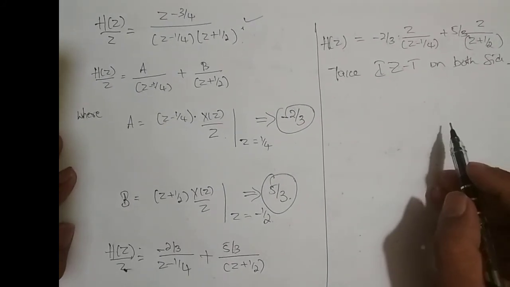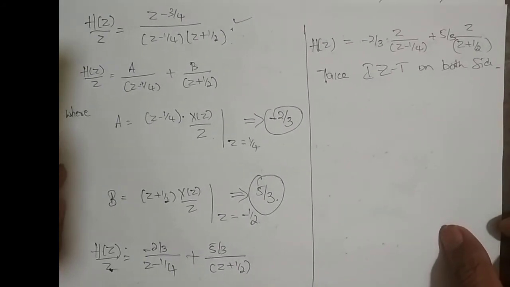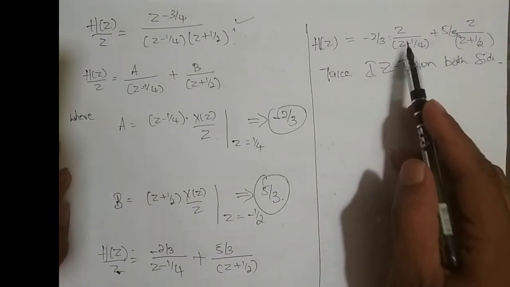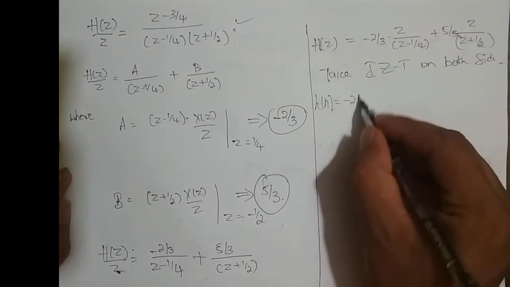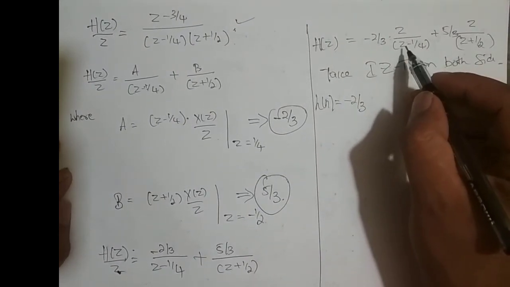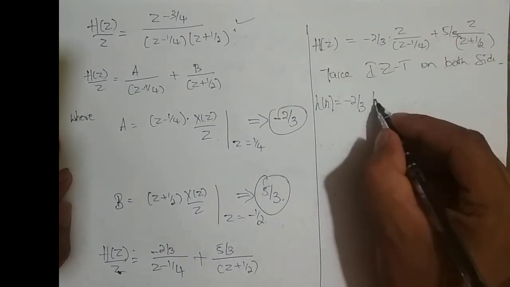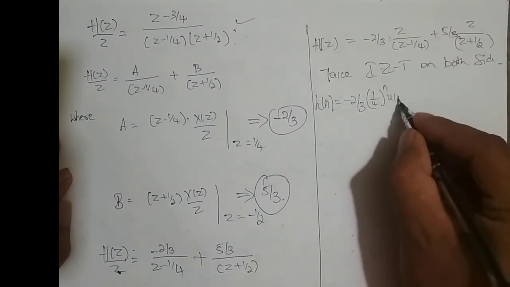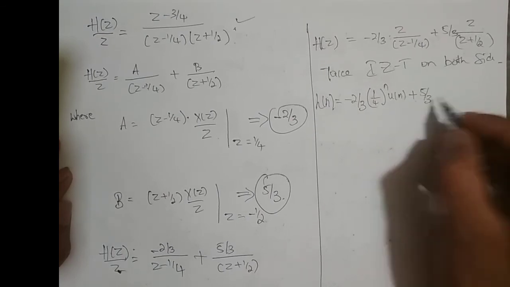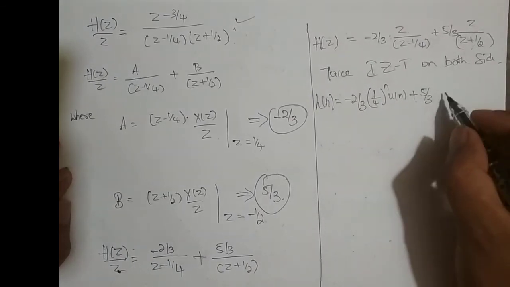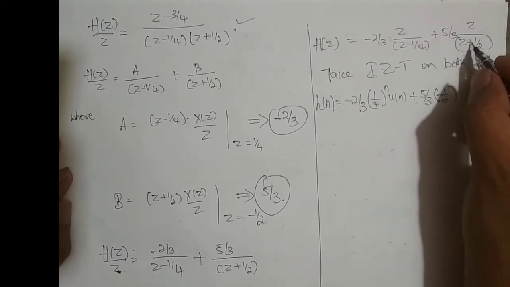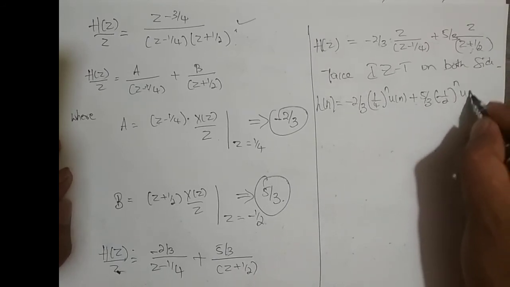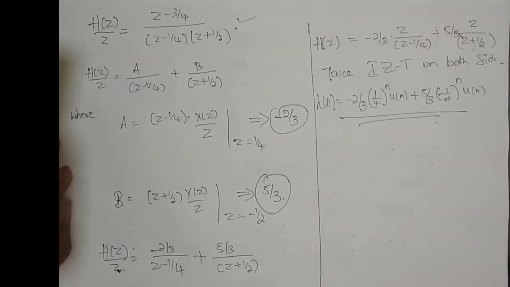Okay, the problem statement says that it's a causal system. Since it's a causal system, everything should be a right sided sequence, right? So what do we have? H of n is equal to minus 2 by 3 into the inverse z transform, which for a right sided sequence is 1 by 4 power n u of n. Plus 5 by 3 into the inverse z transform of this for a causal or right sided sequence, which is minus 1 by 2 power n u of n, because I have plus here. Okay, this is the impulse response of the system.